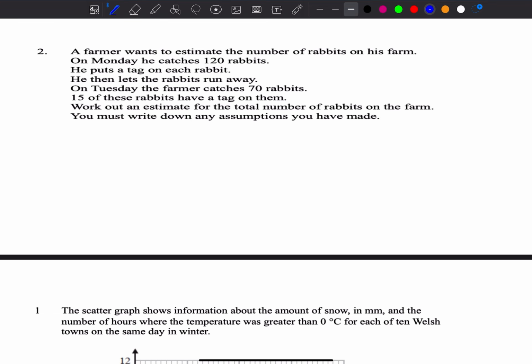By the way, when you read this, you could tell it is technically a capture-recapture question, which means tagged over population. On Monday he caught 120 of them. He tagged all of them. So 120 over population, P equals. Next one is 70 and 15. 15 were tagged. So 15 is tagged over population. Total is 70. Cross multiply it. That's 120 times 70.